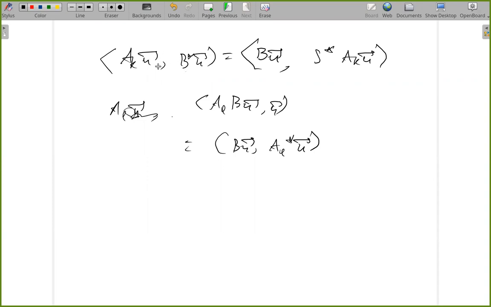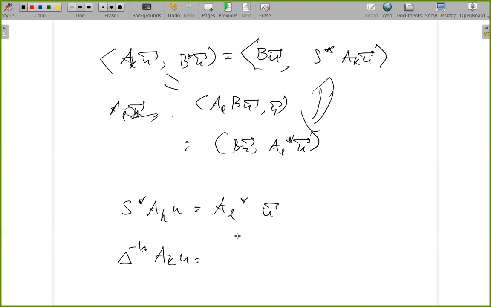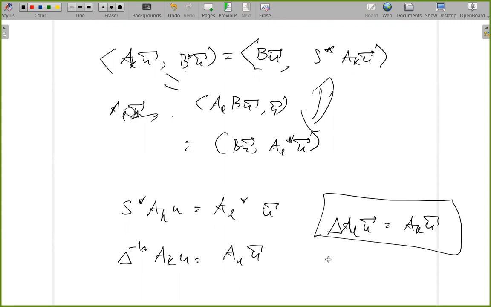If I apply J here, you end up with a conjugate linear thing, so you'll have a J. I think if you work this out, it turns out to be B u, S star A_K u. Now from the equality of these two things, S star A_K u is equal to A_L star u. Now, if I multiply by S, then I have delta inverse equals A_L u, because S of A_L star u is just A_L u. So all things considered, what do I end up with? Delta A_L u is equal to A_K u. So this is the new modular condition, or reinterpretation.